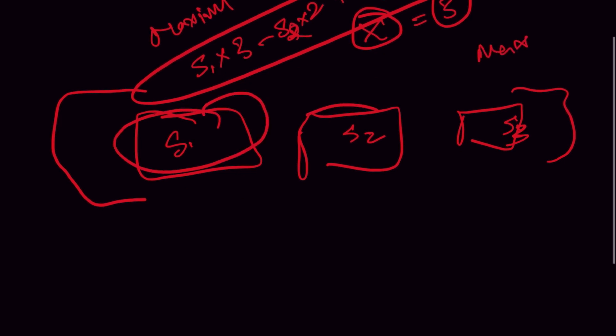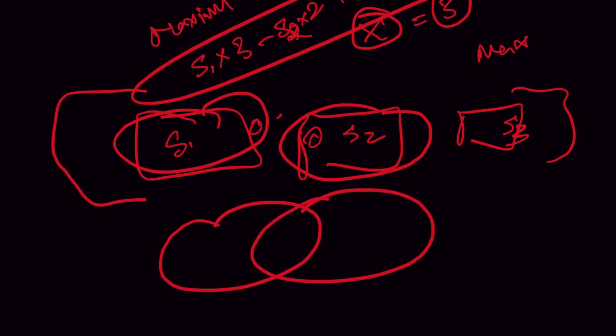The subarrays should be disjoint, like there should be no common elements in both, no overlapping elements. Let's say these two subarrays are not valid. You need to choose these disjoint subarrays.